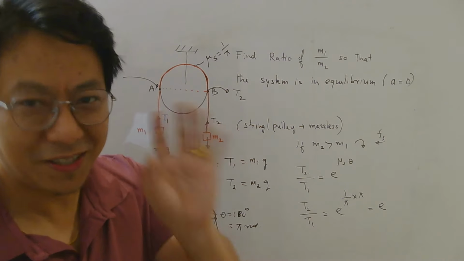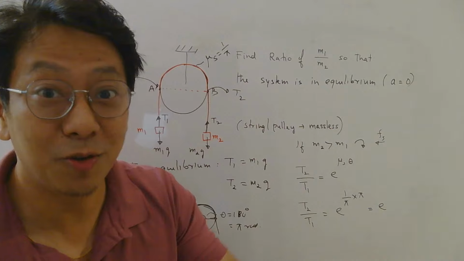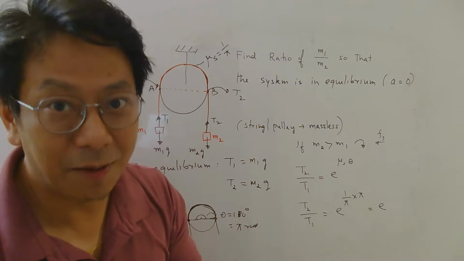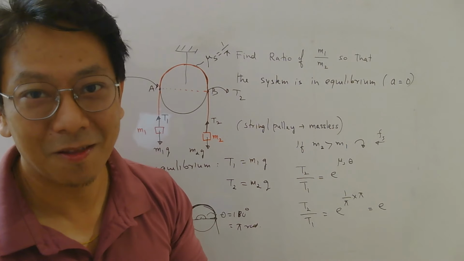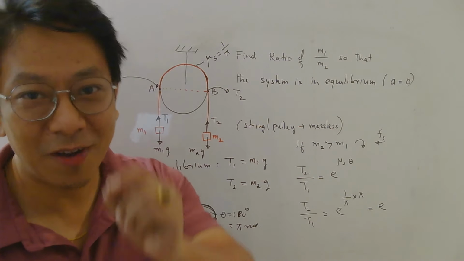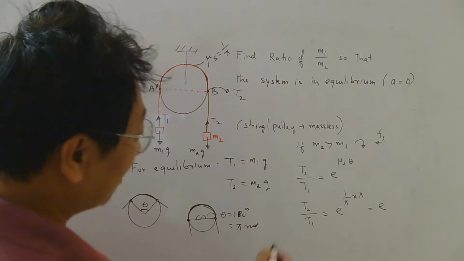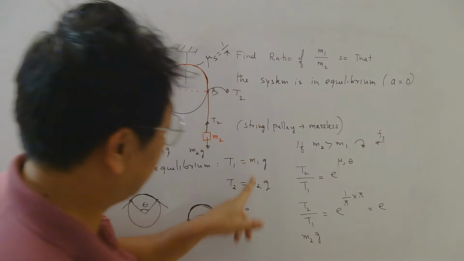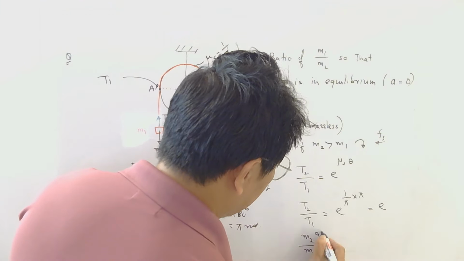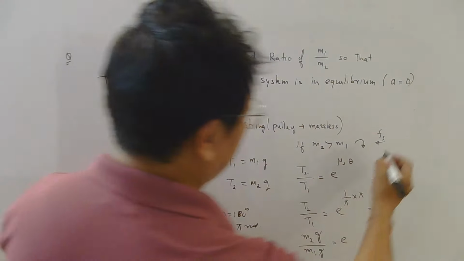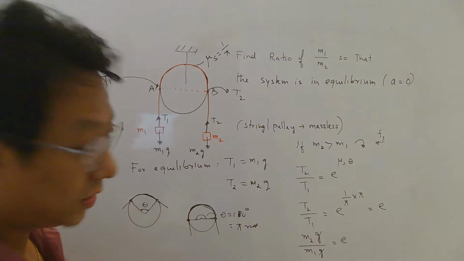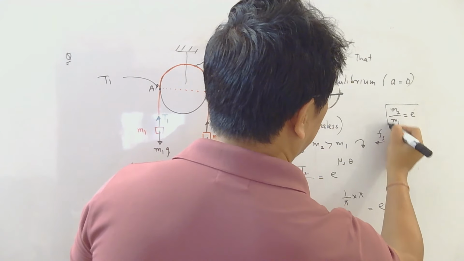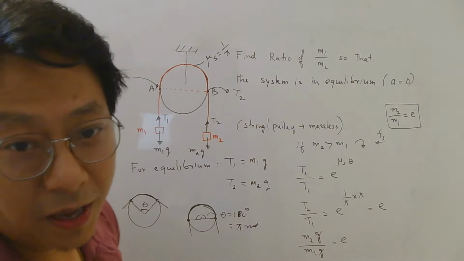And the value of e is 2.7 something. By the way, I have made a video about the story of this e. So I'll share the video where I describe how this e comes in science, okay, in mathematics. So please watch that video. I will share the link in the description. So now what is T2? To keep the system at rest, T2 should be m2g and T1 should be m1g. So that is equal to e. So m2 by m1 should be equal to e. Then the system will be at rest.